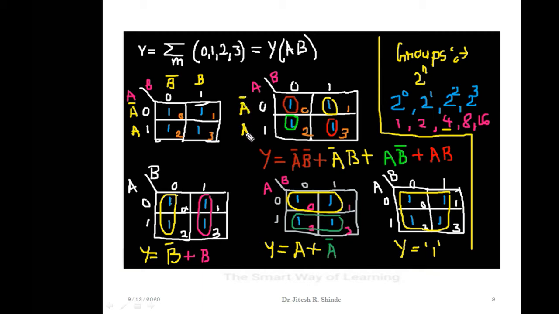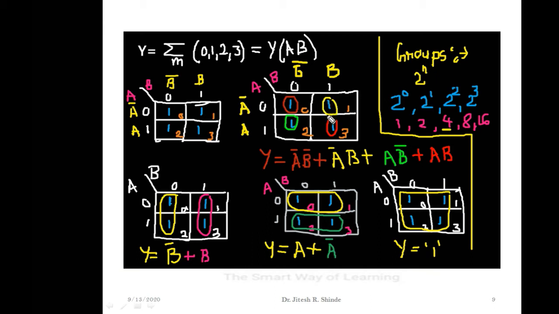Here A bar will come, and here B bar will come. So what will we be getting? We are getting A bar B bar. So the first term here is A bar B bar. Now the second one, the single one, if I consider this written in yellow color, what will I be getting here?